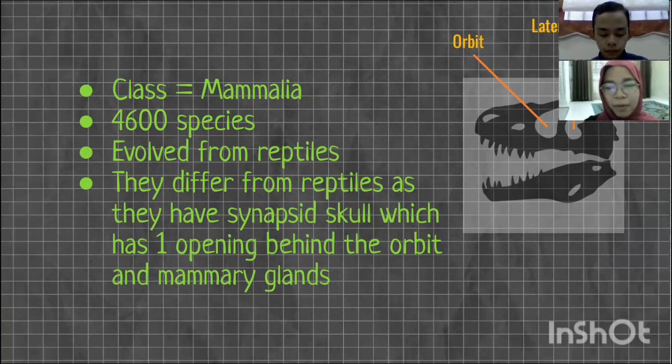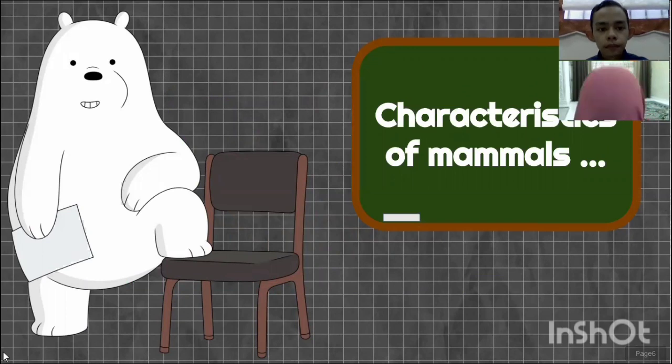So what I say, one opening behind the orbit, is that they have the lateral temporal opening, while reptiles have lateral and dorsal temporal opening. Also, they have mammary glands, where reptiles don't have mammary glands. I'll pass it on to HAZIQ to explain about the characteristics of mammals.